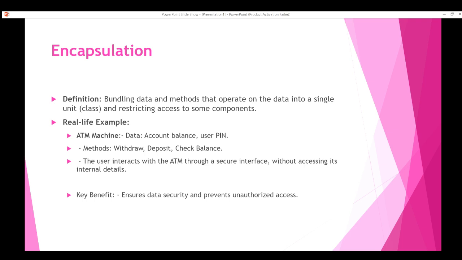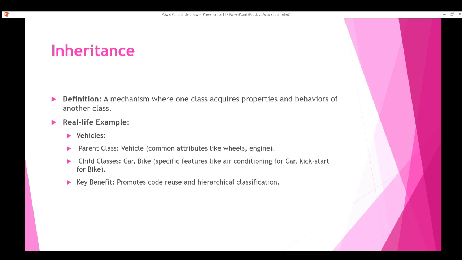So the next pillar is inheritance. Inheritance means the child class inherits the properties of the parent class. This is called inheritance. A real-life example: the vehicle is a parent class, which has common attributes like wheels and engine, and our child classes are like car and bike.